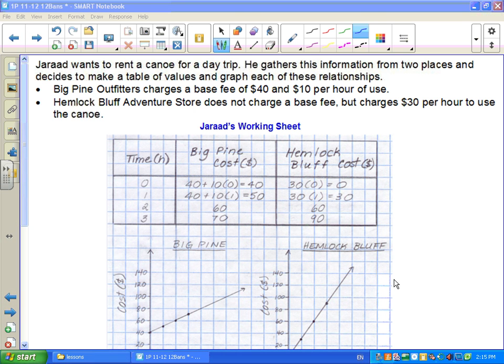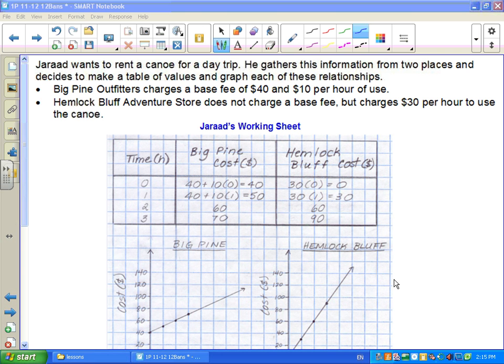So here's the situation. Jared wants to rent a canoe for a day trip. He gathers this information from two places and decides to make a table of values and a graph of each of these relationships. Here are the two places he looks at. Big Pine Outfitters, which charges a base fee of $40 and $10 per hour of use, and Hemlock Bluff Adventure Store, which does not charge a base fee, but instead just charges $30 per hour to use the canoe.